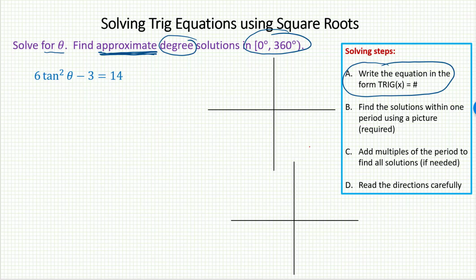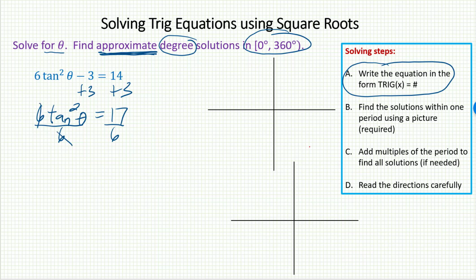Here's how that method works. For the square root method, I don't want a 0 on one side. I actually want to get rid of everything except the item being squared. So I'm going to add 3 to both sides, and I'm going to divide both sides by 6.